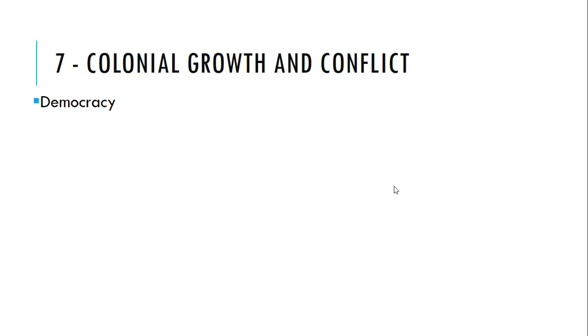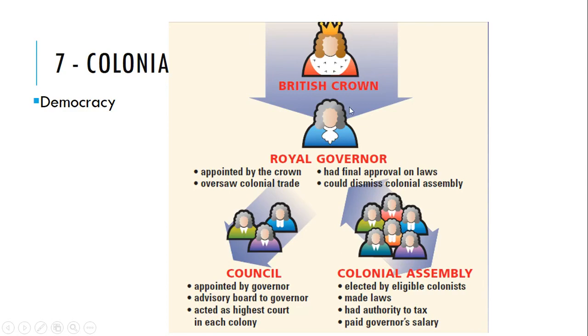Most of the colonies had developed some sort of democratic governmental structure, very similar in a lot of ways to the government of England. In the colonies, the king would appoint a royal governor who would rule similar to how a king would, with veto power and both legislative and executive power, and could also oversee trade. The royal governor would appoint his own council to help him rule, similar to a cabinet. Then the colonial assembly would be elected by leading voters. They would have the authority to tax, they'd pay the governor's salary, and they would make laws, but the laws could be vetoed by the governor.